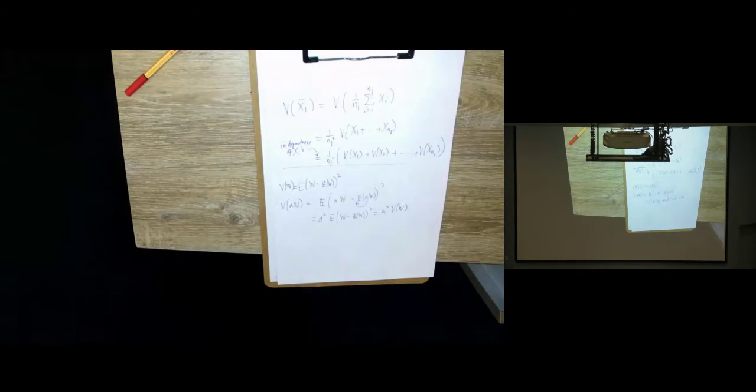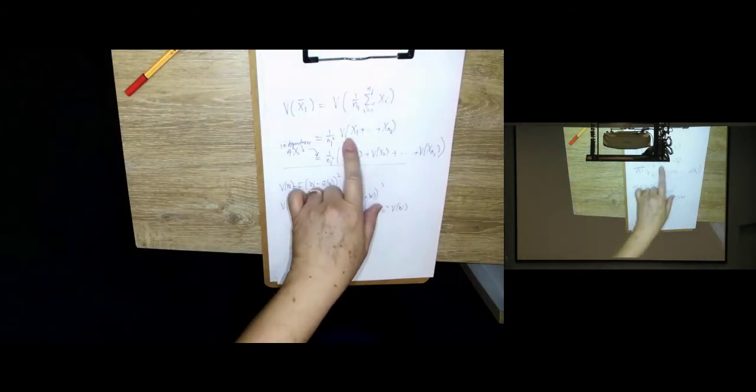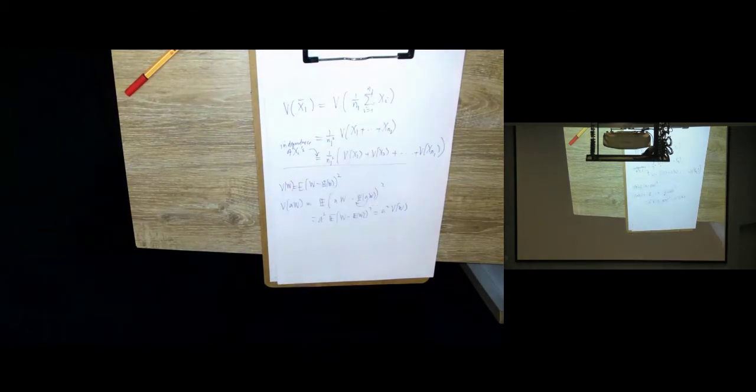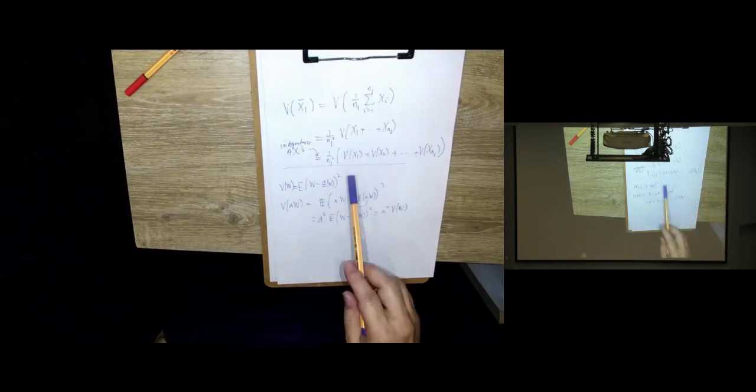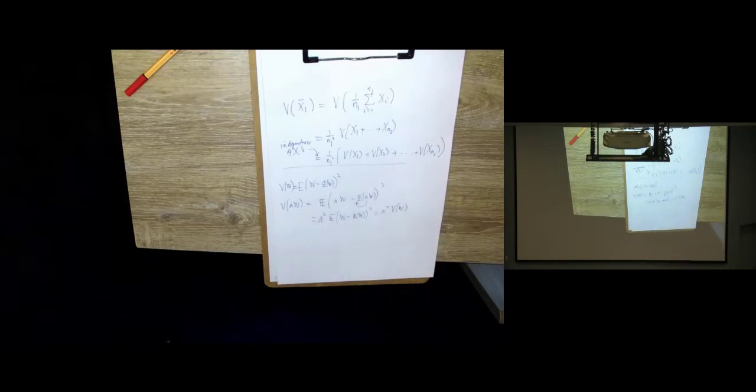All right, because the Xi's are independent, maybe you should memorize this sentence, which may be easier to memorize than the formula. The variance of an independent sum is the sum of their variances. So the variance of a sum is equal to the sum of their variances.